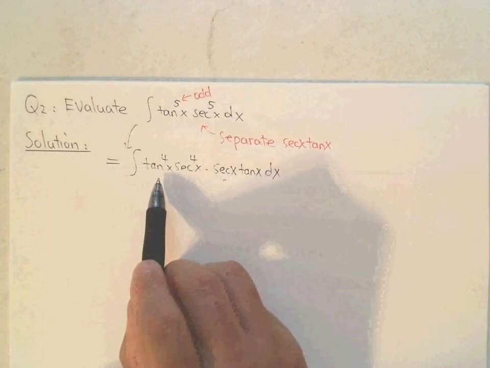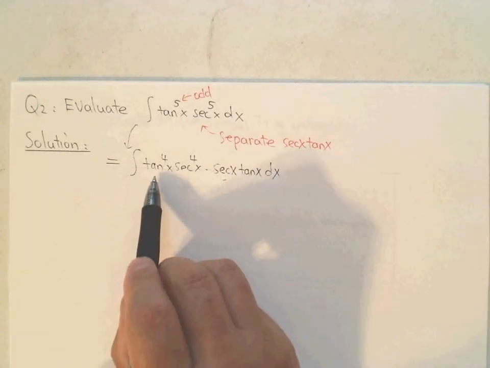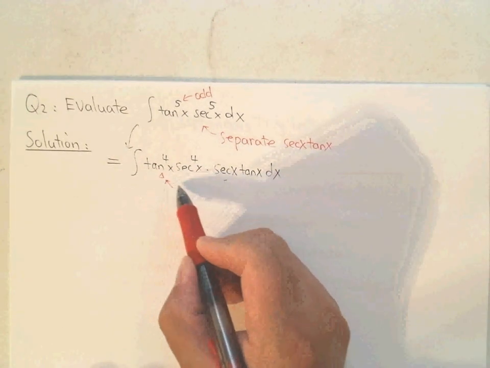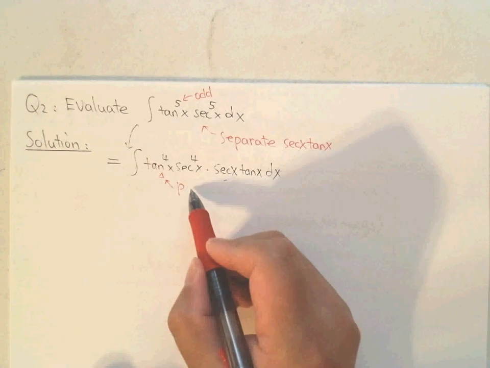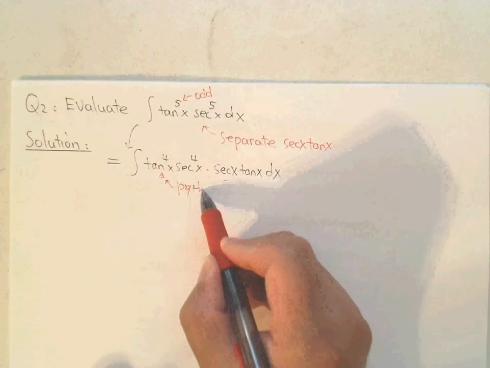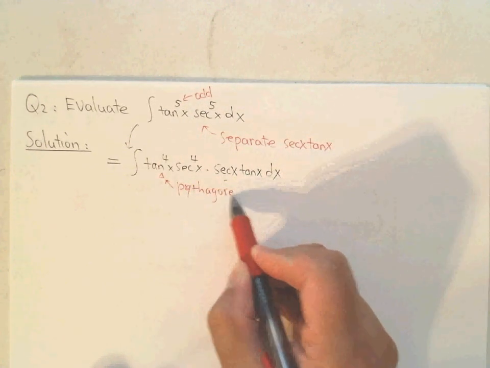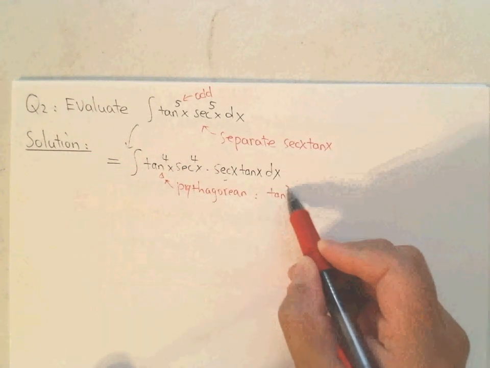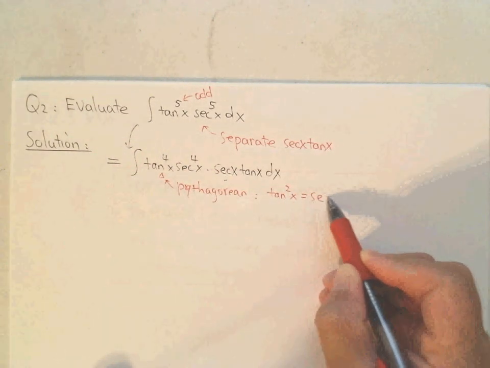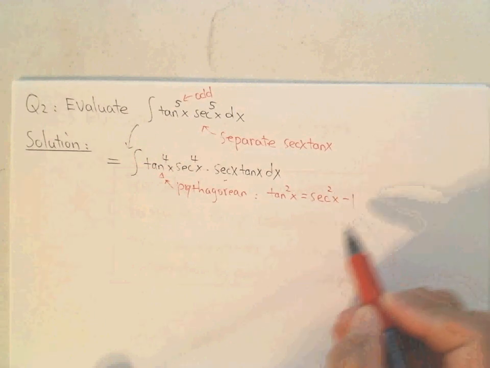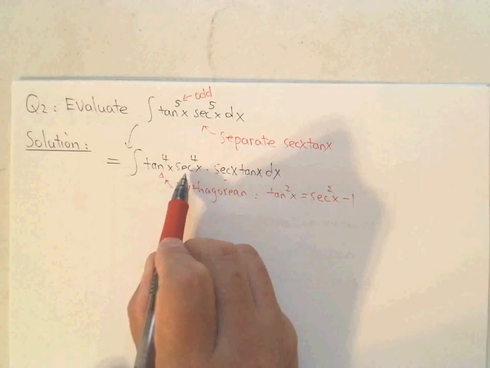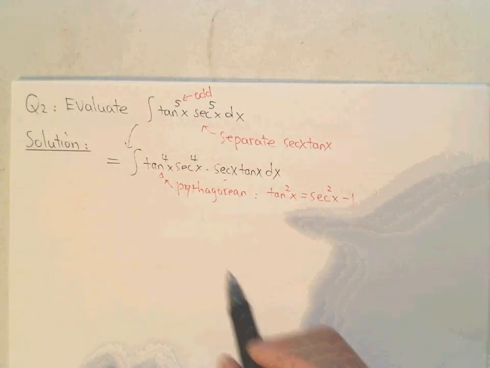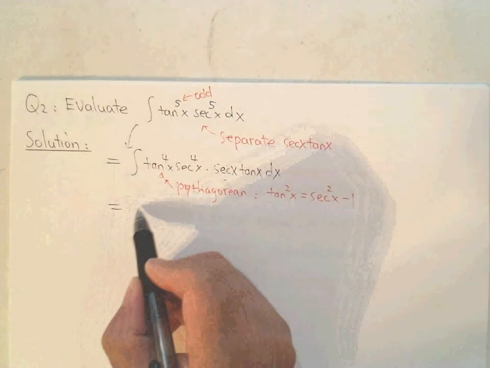Can you see? This is what? This is du. So this is u. How about the tangent? We have the Pythagorean identity, right? So this we can make into secant. You know the Pythagorean identity, so tangent square we can make into secant square minus 1. See, this we can also make into secant. After the substitution, everything goes to u.